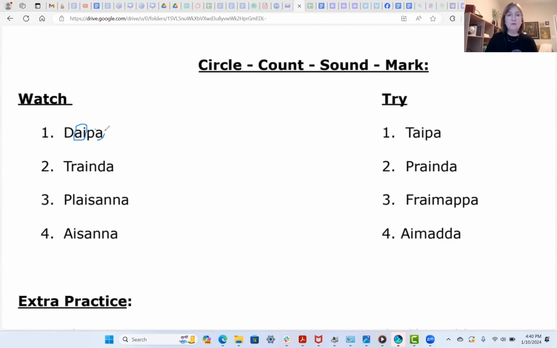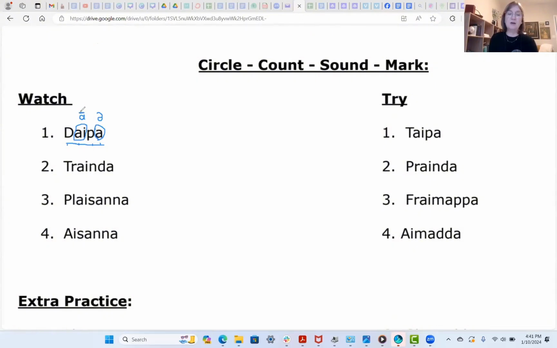Now, if you'll remember from our last lesson, A at the end says, remember? Makes that schwa sound and says "uh." Always. A at the end always says "uh." So when I pencil read these sounds, it is D, A, P. Day, pa, day, pa. Now, if you'll notice, I put a line over this A.